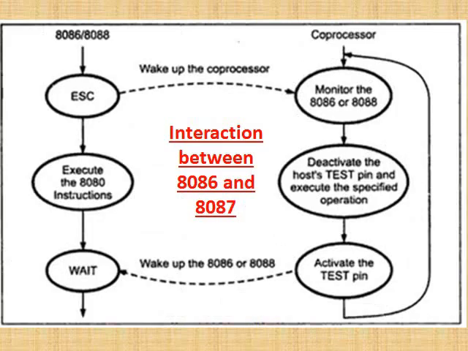So this completes the interaction between 8086 and 8087. In the next video, we are going to see the data types of 8087.